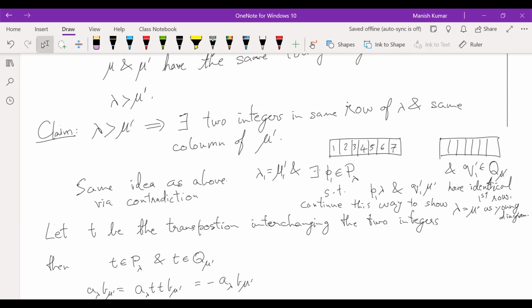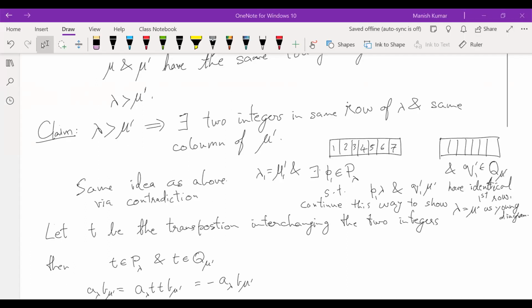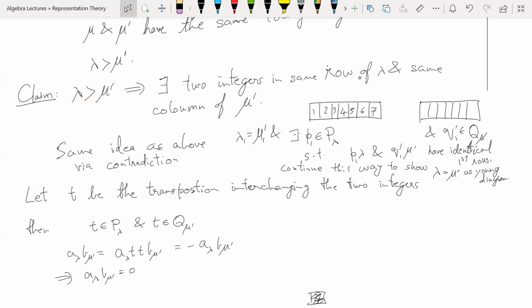So once you have this claim, is this okay? I hope this is okay, because last time I went over this argument. Yeah, is this fine? Yes. So it's the same argument. It's just that you have to do it again. Yeah. So now assume this claim. So now we know why this claim is true.